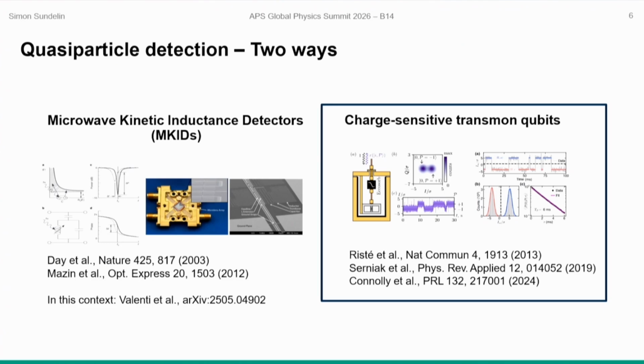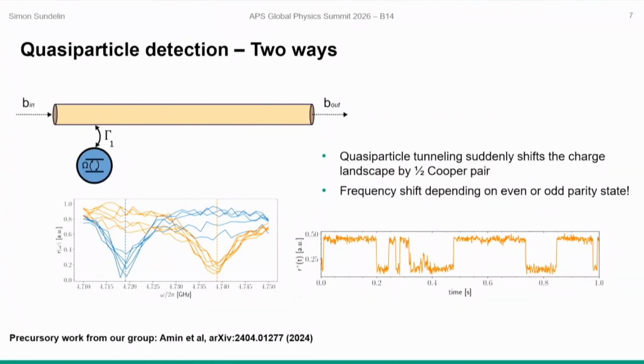So in our group, a little while back, we turned to a slightly different approach. We still use these charge-sensitive transmon qubits, but instead we couple them directly to a transmission line. And then by simply performing spectroscopy through this transmission line, we can very well observe these even and odd charge parity states. And if one then monitors one of these frequencies over time, we can very clearly see this trajectory-looking trace, where a shift from high to low or low to high then corresponds to a quasi-particle tunneling onto your superconducting island across your junction.